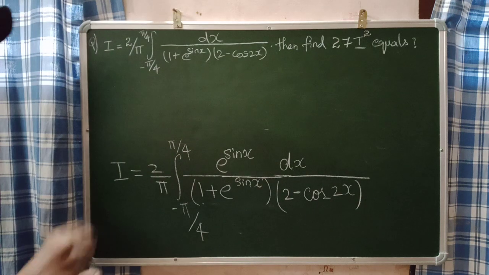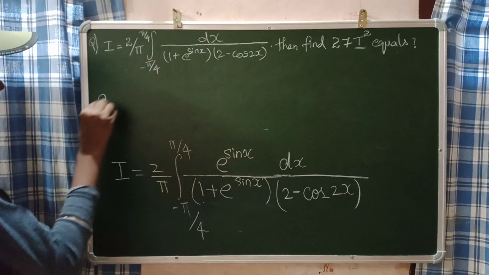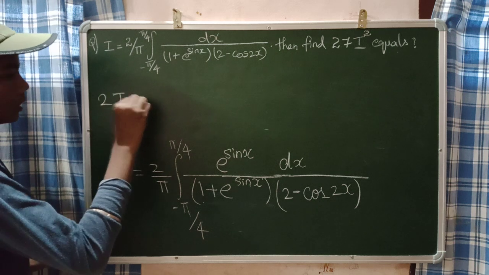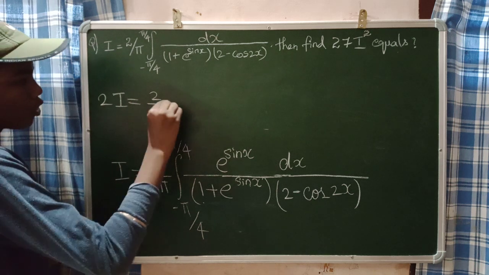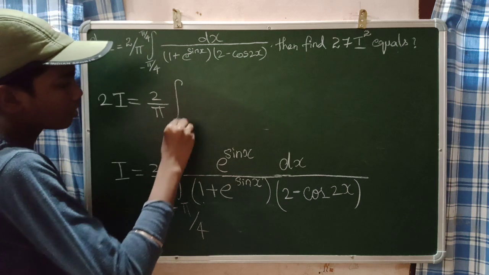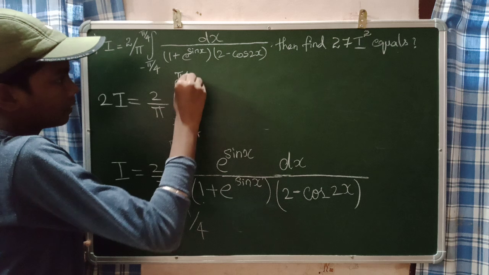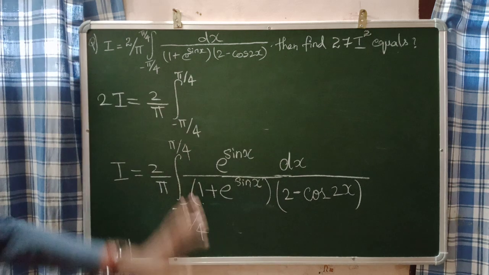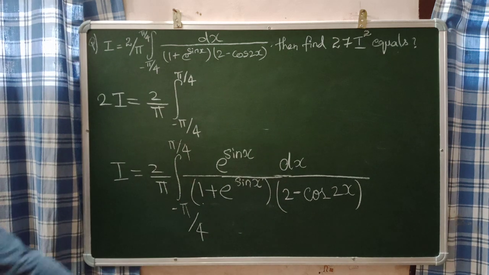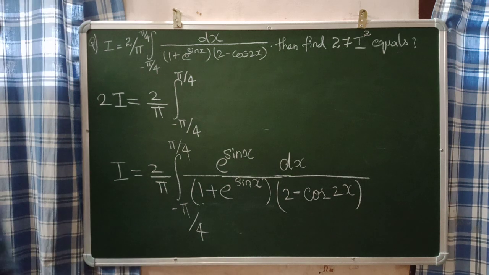When you add these two integrals, what will you get? I plus I is 2I. Then 2 by pi, the same constant. Then the integral from minus pi by 4 to pi by 4, the same limits, because the limits are the same, so I can add these two integrals. As we know, the denominator is the same, so I can add the numerators directly.